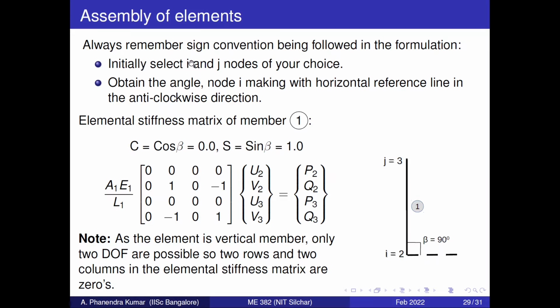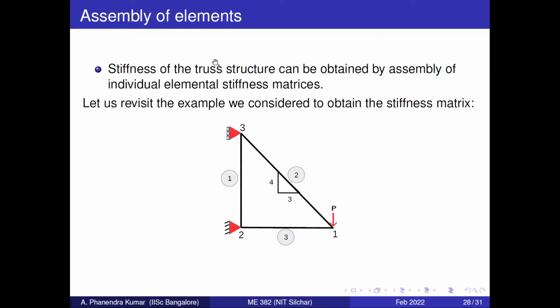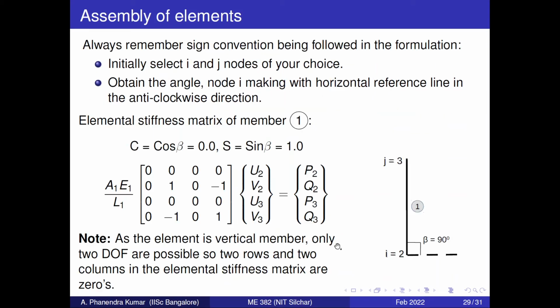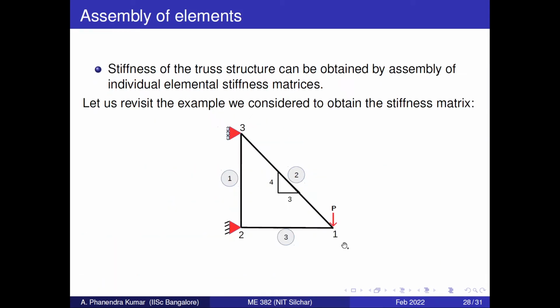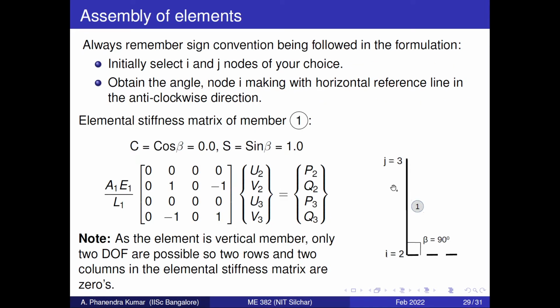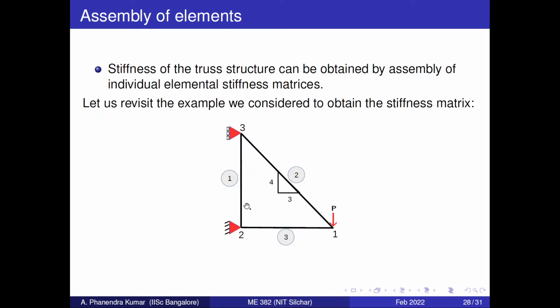We need to select two nodal points, naming them as i and j. It depends on your choice. You can take i as 2 and j as 1. Here we are considering element 1, right? So I am taking i as 2 and j as 3. Even you can take i as 3 and j as 2.